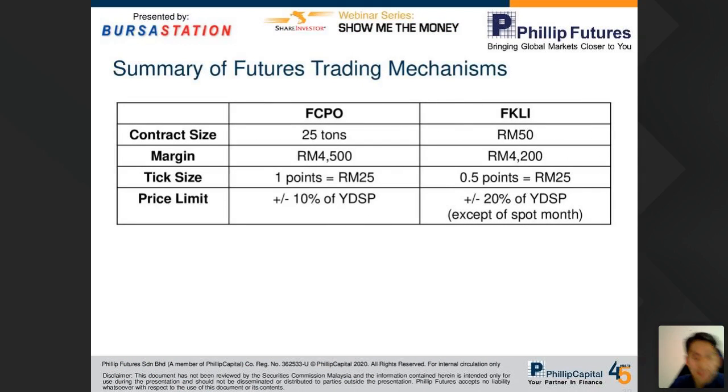So this is a summary of the futures trading mechanism that I introduced to you earlier. Let's do a quick recap here. For FCPO and FKLI, the contract size for FCPO is 25 tons. For FKLI it is 50 ringgit per point. The margin for FCPO is 4,500, FKLI is 4,200. Then the tick size for FCPO is 25 ringgit. FKLI is 0.5 point at 25 ringgit. Then the price limit will be plus minus 10% for FCPO and plus minus 20% for FKLI, except for the spot month.